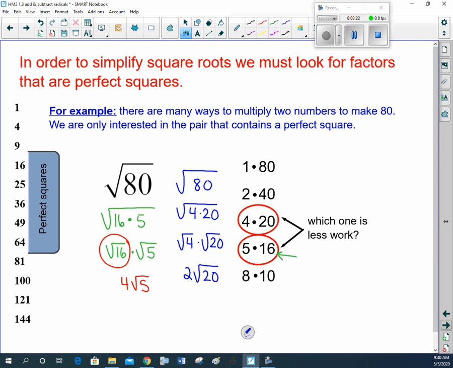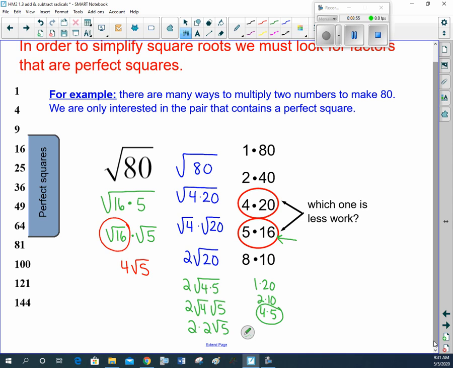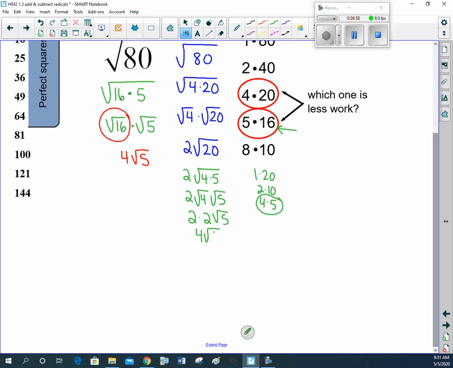So now I'm going to have to take a closer look at 20. What are all the factor pairs of 20? Well, we did that on the other slide. 1 times 20, 2 times 10, and 4 times 5. Which one had the perfect square in it? 4 times 5. So now I'm going to have to rewrite this as 4 times 5, and then the square root of 4 times the square root of 5. Well, the square root of 4 is 2. So since there's a number out in front already, you're going to have to multiply it together. So 2 times 2 is 4. And you end up with 4 square root of 5. End up with the exact same answer, which you should.